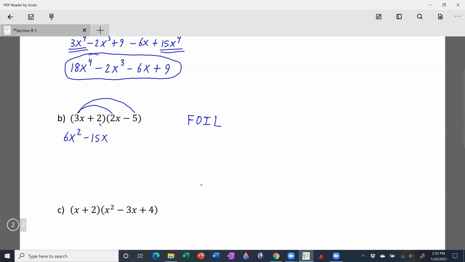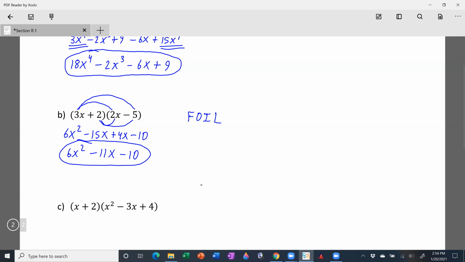The I is the inner term times the inner term. So that's 2 times 2x, plus 4x. And then the L is for the last term times the last term. So 2 times -5 is minus 10. Okay, do any combining of like terms that you can. 6x squared doesn't have anything in common, but those two x's do. So minus 15x and plus 4x, we get minus 11x, and then that minus 10. And that would be the answer there. So when I refer to FOIL, it's kind of like this silly little acronym that helps us remember how to distribute this all the way out.